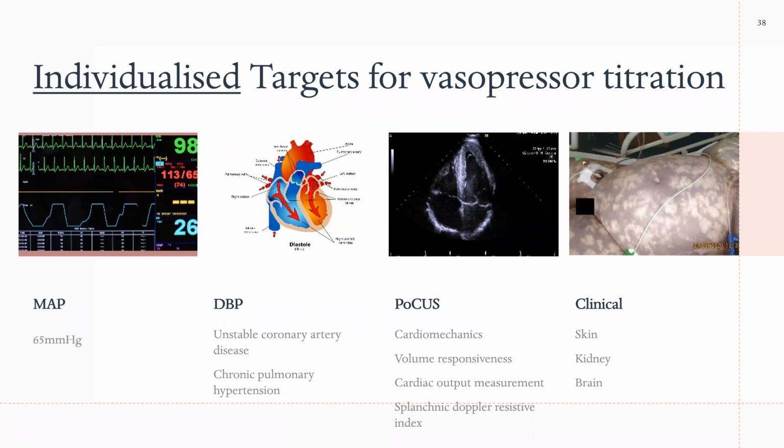Clinically, you'll assess the patient's skin. So what is the cap refill? And then there's a mottling score you can do. Kidneys, what is the urine output? And brain, what is the level of consciousness and the patient's mentation?